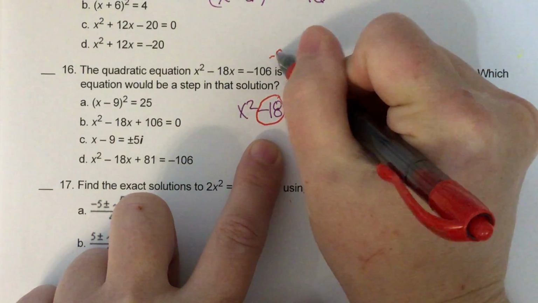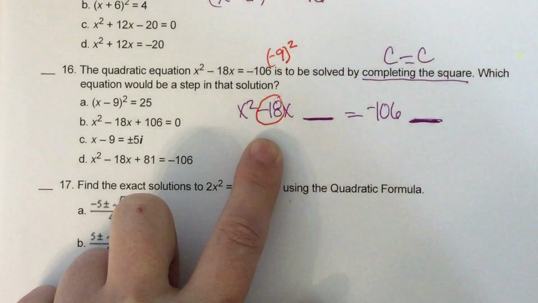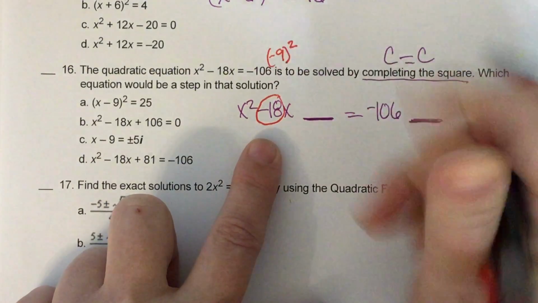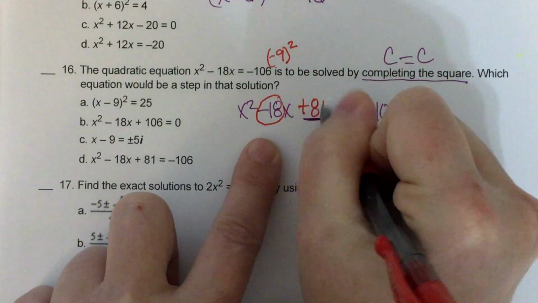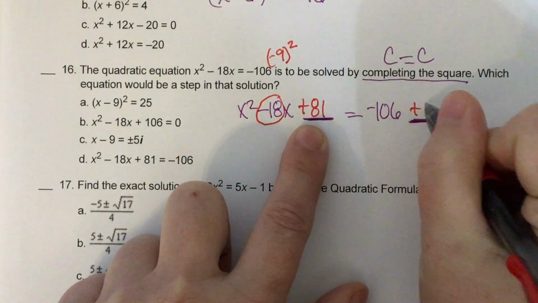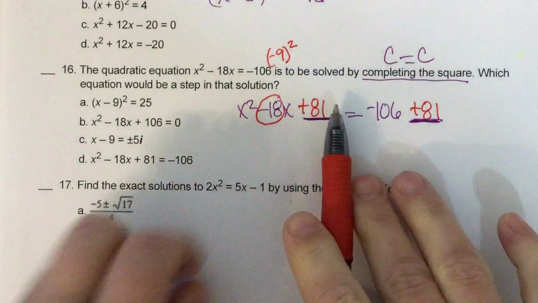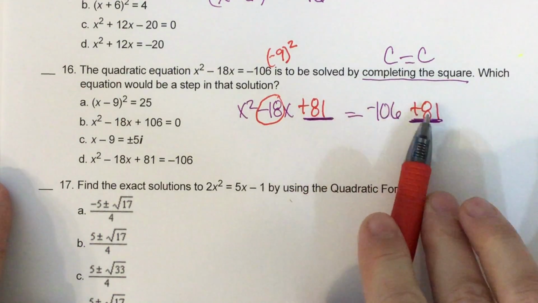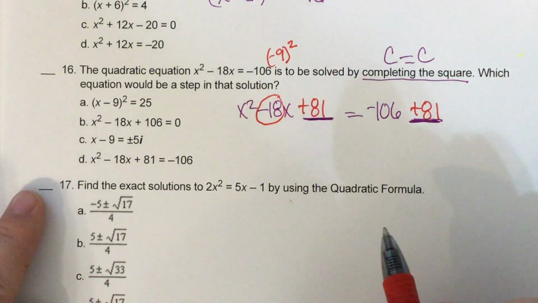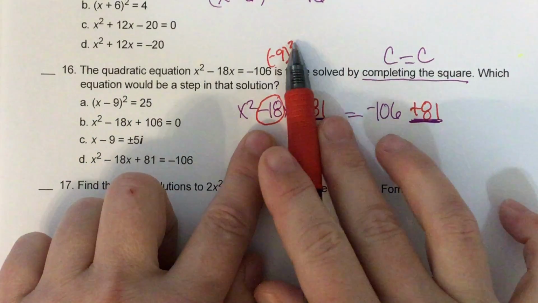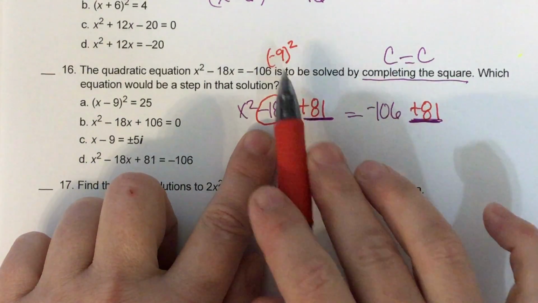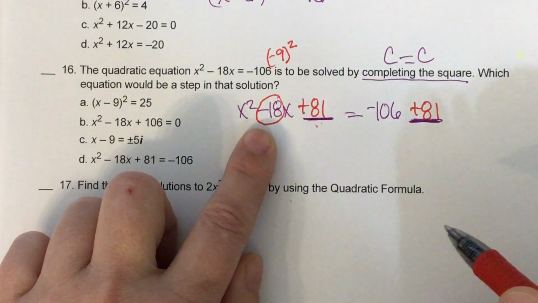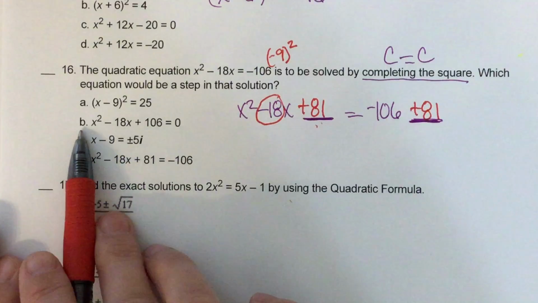Negative 9. And what's negative 9 squared? Positive 81. A negative times a negative is a positive. So if I add 81 to this side, I have to add 81 to this side. This number back here will always be positive. I know several of my students were putting negative numbers there when they took this quiz, but when you square something, it always comes out positive. A negative times a negative is a positive. A positive times a positive is a positive. Okay, let's see if that's one of the things over here.